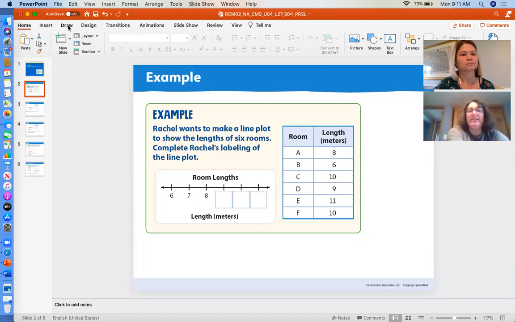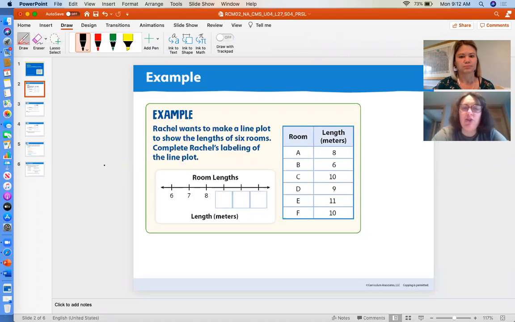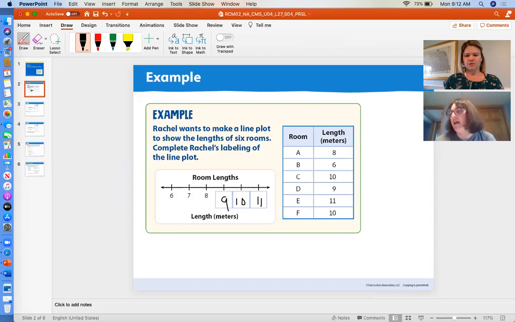So we have to finish the example. It says Rachel wants to make a line plot to show the lengths of 6 rooms. Complete Rachel's labeling of the line plot. So we know when we do line plots, we start with the smallest number, which was 6, and then we keep going. So 6, 7, 8, 9, 10, 11. That was our first job. And she does have a title, room lengths, and she has lengths in what is the unit of measurement? Meters. Okay, so we're gonna go on now to the next.